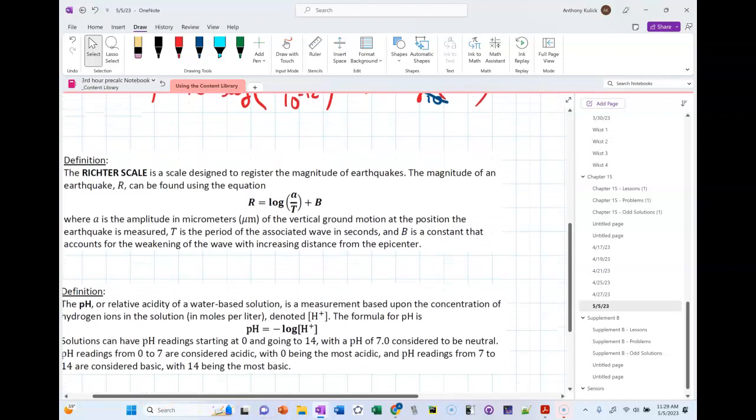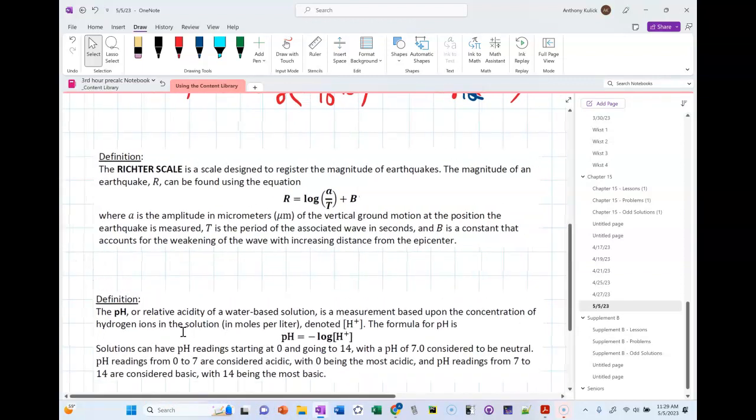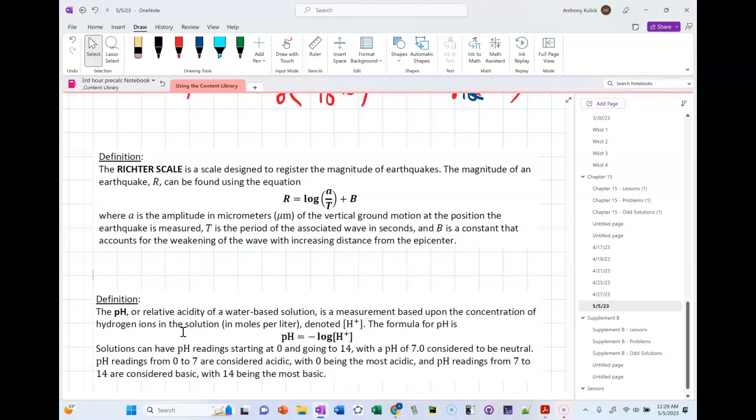Let's look at the next situation here. This one is about the Richter scale. Those of you that took earth science, what's the Richter scale measure? Earthquake intensity or magnitude, right? The Richter scale is designed to register the magnitude of earthquakes. So we measure that with the equation R is equal to A over T plus B.